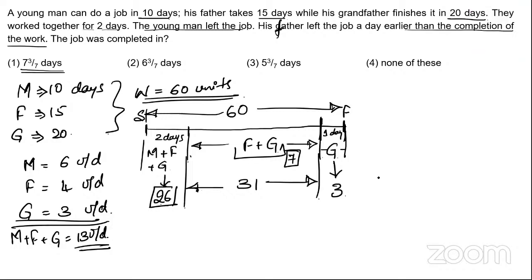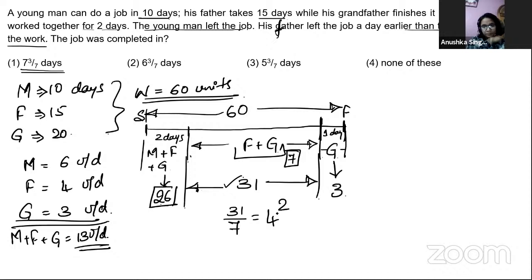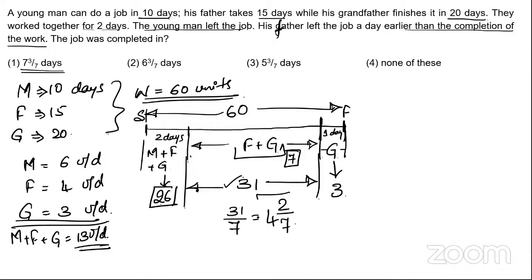7 units in a day, right? Father and grandfather together do 7 units in a day. So to do 31 units, how many days do I require? 31 by 7. 31 by 7 is how much? 7 fours are 28, 7 nines are 63... 31 by 7 is 4 and 3 by 7 days that they take to complete.